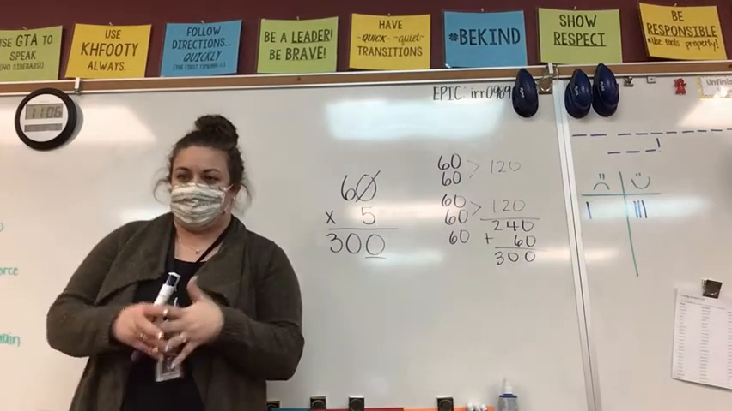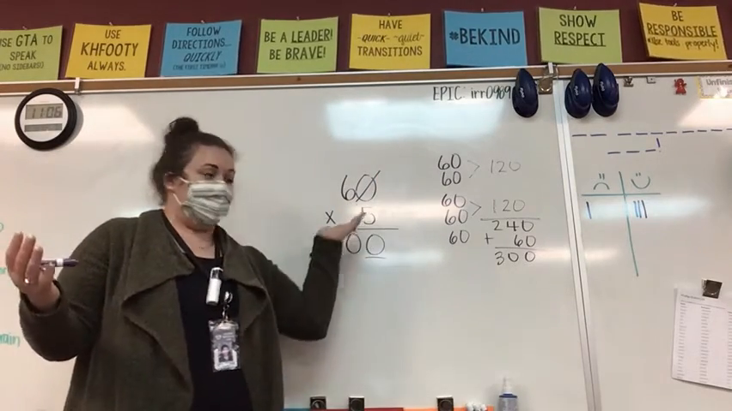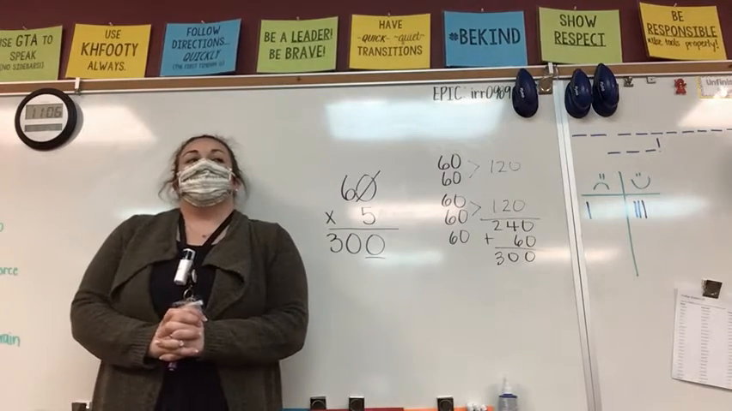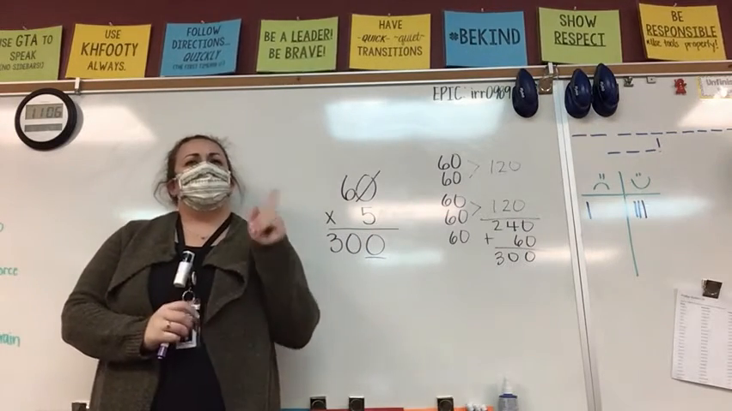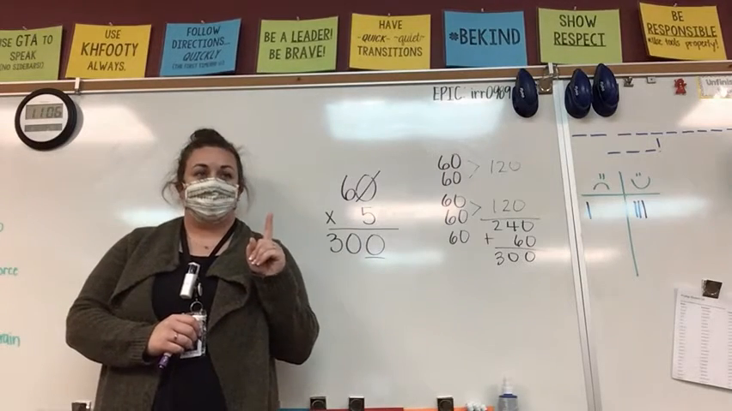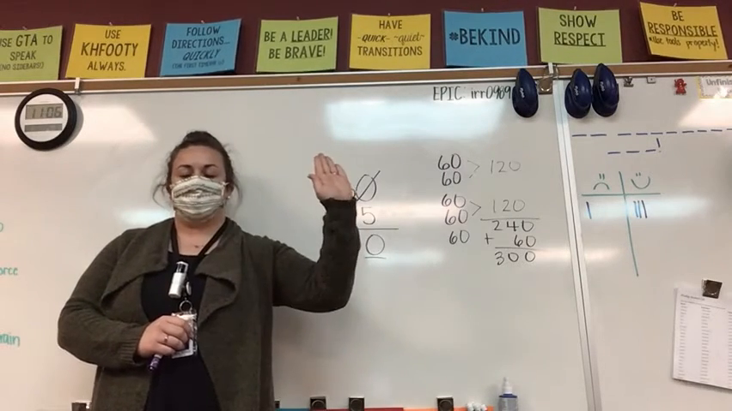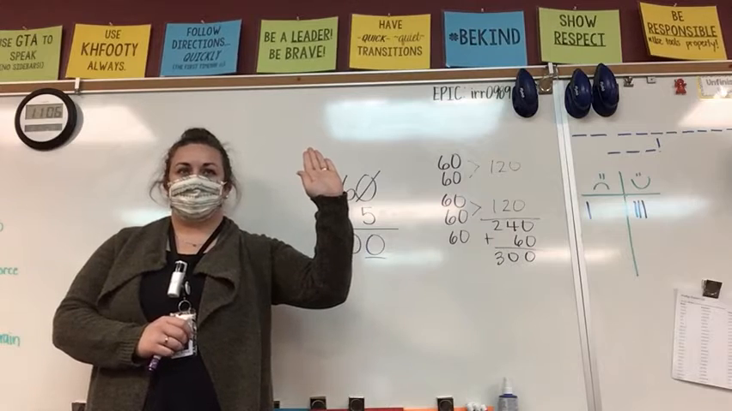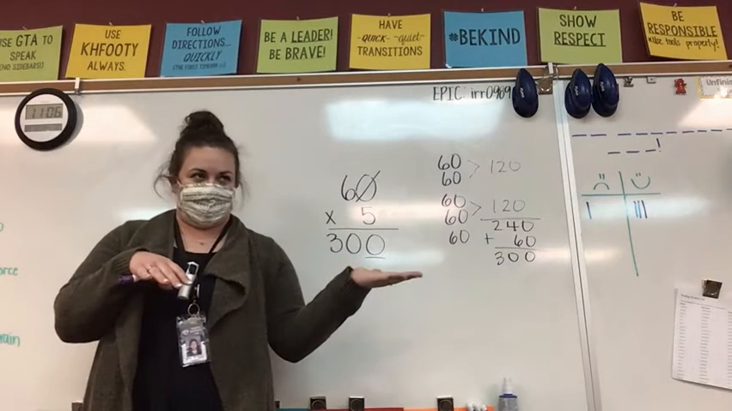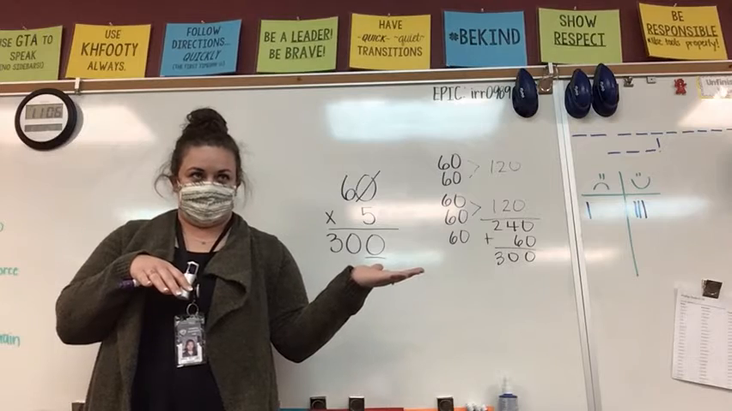And so if I told you that there's a new rule for multiplying with multiples of 10, it goes like this. Class, when I'm multiplying by tens, I can ignore the zero, solve the problem, and add the zero at the end.